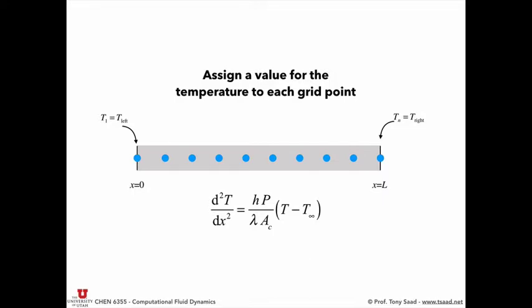Step 2 is to assign a value for the temperature at each grid point. So T1 is T left, that's given to you. Tn is T right, that's given to you. And we're going to put a bunch of points in the middle: T2, T3, Ti, Tn minus 1, and Tn.